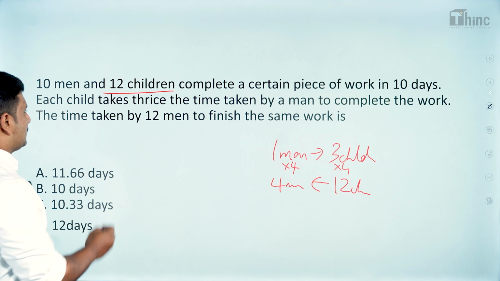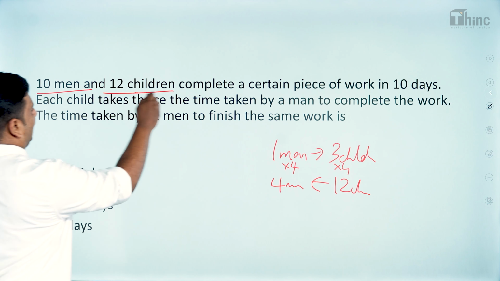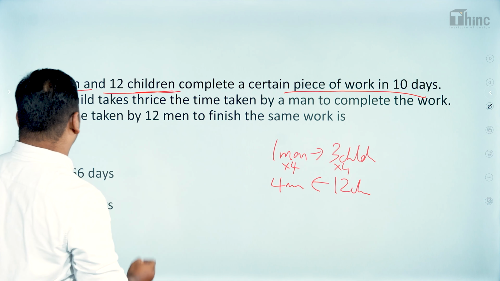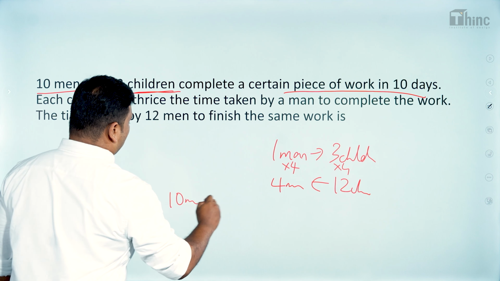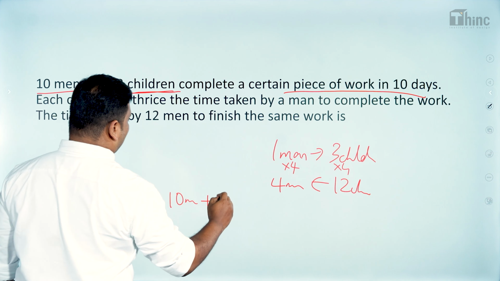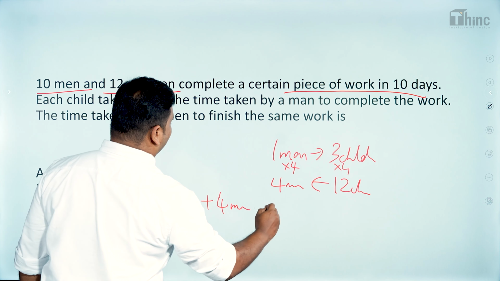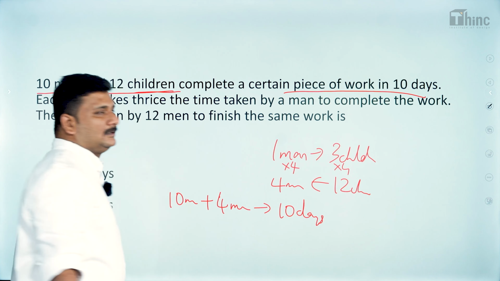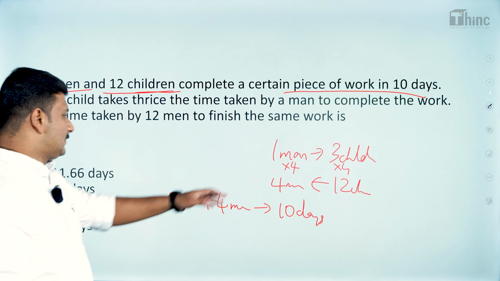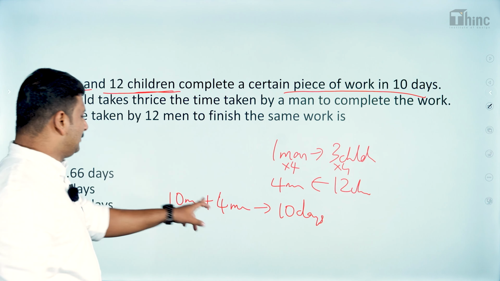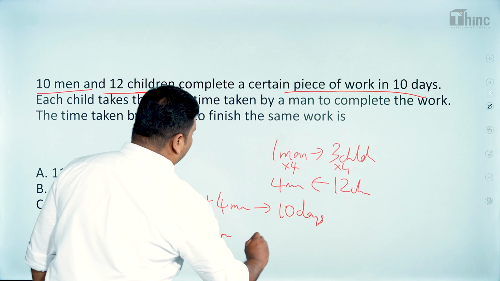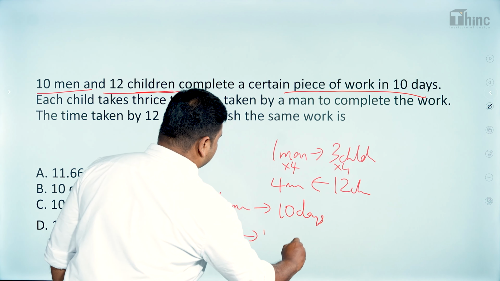So 12 children is equal to 4 men. Now what is the question saying? 10 men and 12 children can finish a work in 10 days. We know that 12 children is equal to 4 men. So 10 men plus 12 children can be written as 10 men plus 4 men, and they can finish a work in 10 days. We can reduce it like this, because 12 children is equal to 4 men. That means 14 men can finish a work in 10 days.